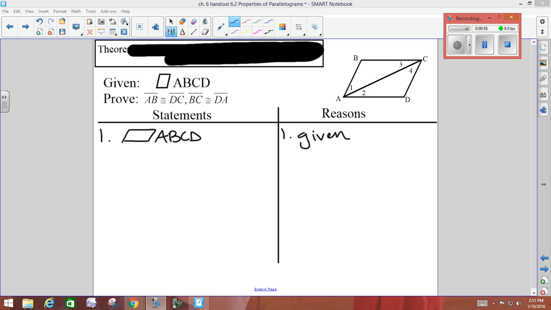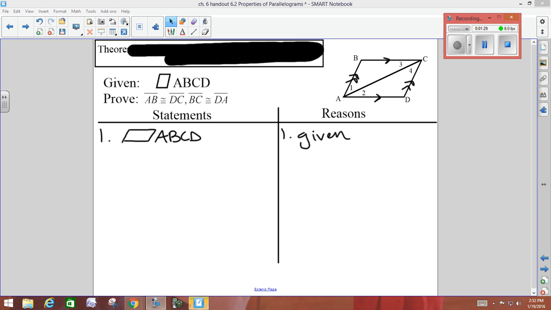Yeah. This symbol means parallelogram. Like a triangle, we use the triangle symbol. Circle, we use circle. For a rhombus, a square, and a rectangle, we don't have symbols. We just have to write out like rectangle ABCD. But that is your parallelogram symbol. Good. What do we know about parallelograms? They have both pairs of opposite sides parallel. So that's what you mark after you write your given.